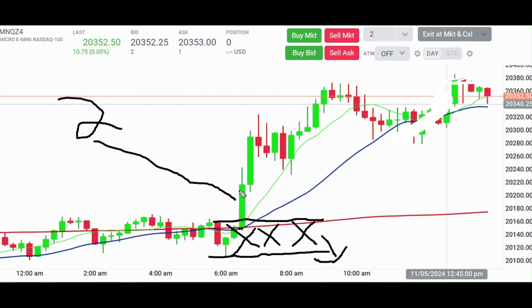But look at this gigantic candle. 9:30 a.m., 6:30 a.m. Pacific. The first candle of the day for the New York stock market right here. Look at this thing. It is a power bar.